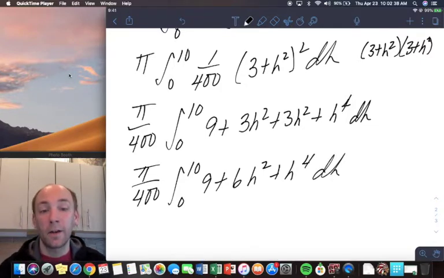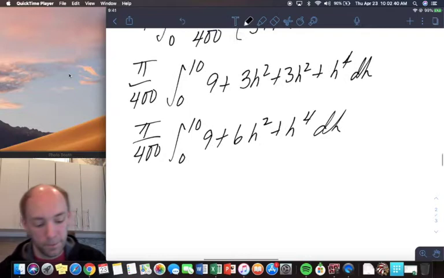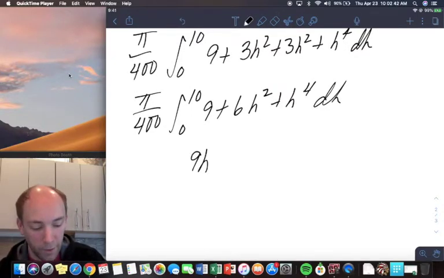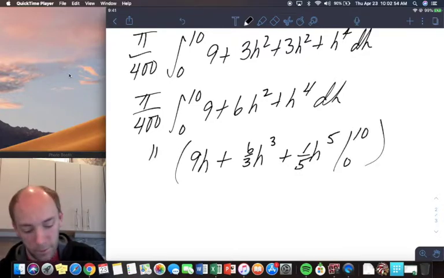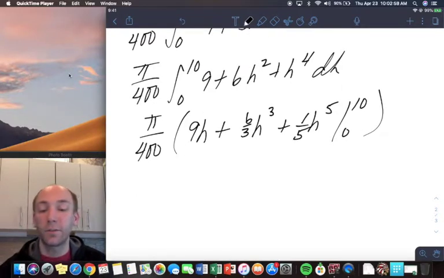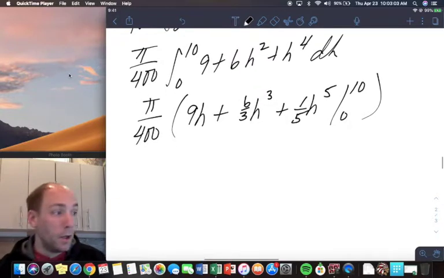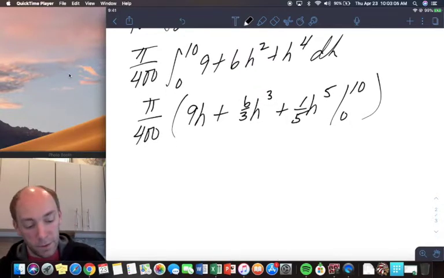And now it's just a matter of simplifying this integral. We'll add on a variable, add 1 to the power, divide by the new power, and do the same for each term. And then we'll evaluate it from 0 to 10. The pi over 400 stays out front and just goes for the ride. Let's plug in the 10.